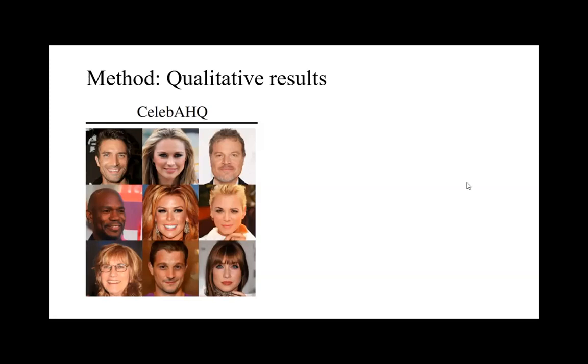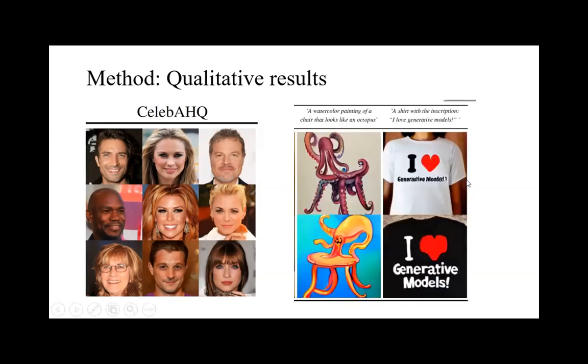The other task was text to image generation. This part is interesting because they are actually able to translate from text to image. I don't know if you can see well, but the first example is a watercolor painting of a chair that looks like an octopus. And you see that the generated images are quite good. And the next example is a shirt with the inscription, I love generative models.